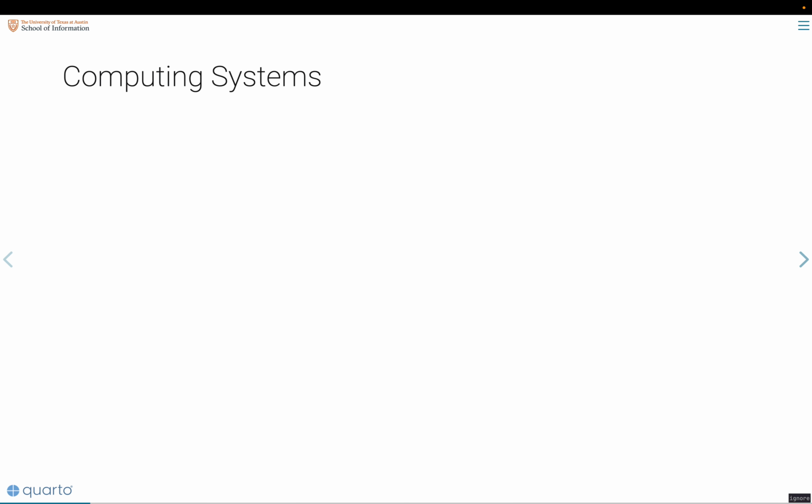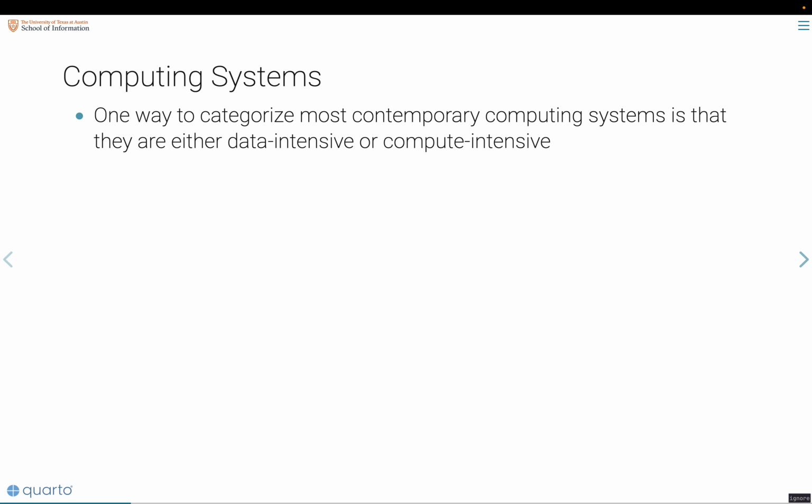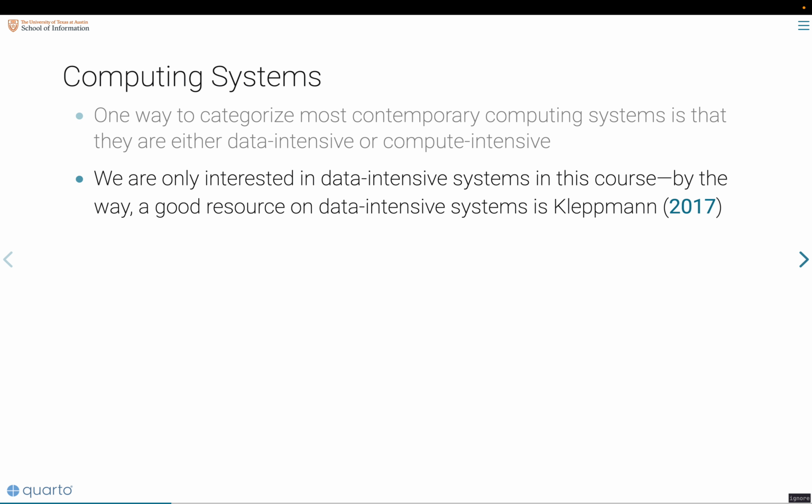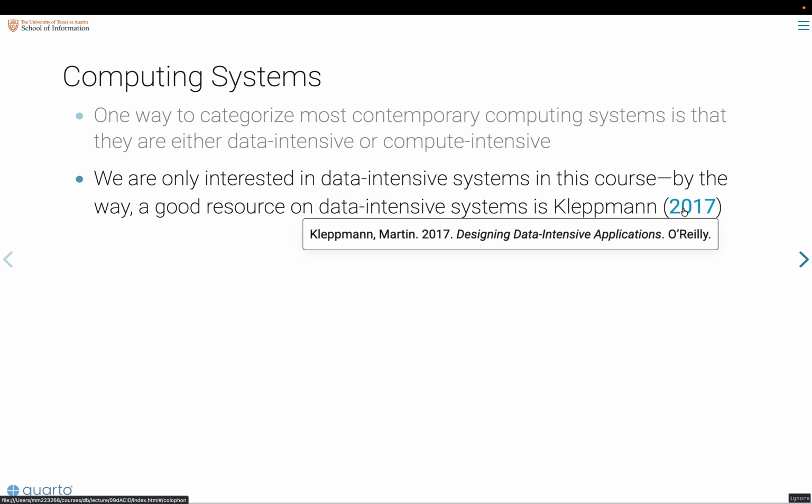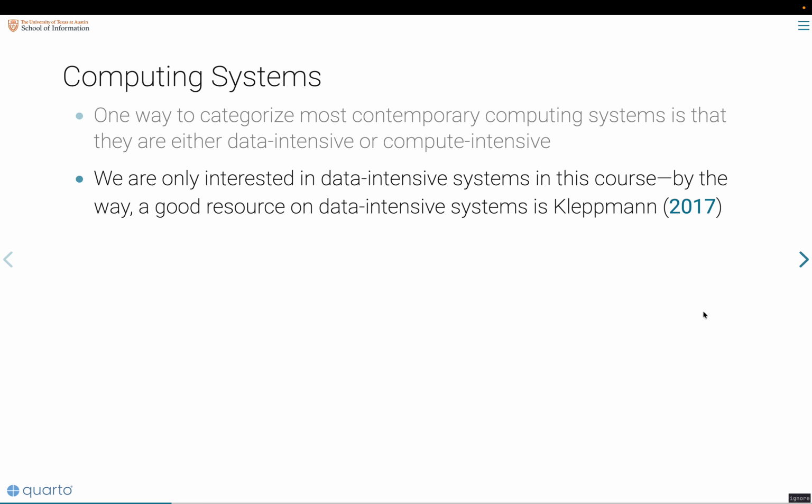So we can talk about computing systems in a couple of ways. One way is to categorize them as being either data intensive or compute intensive. And we're only interested in data intensive systems in this course. And by the way, a good resource on data intensive systems is Martin Kleppmann's 2017 book, Designing Data Intensive Applications, a really classic book.